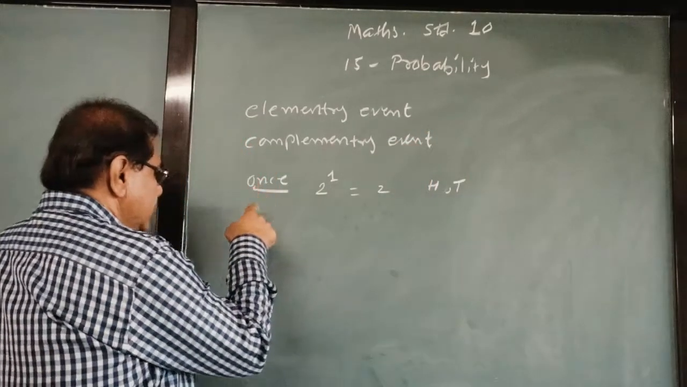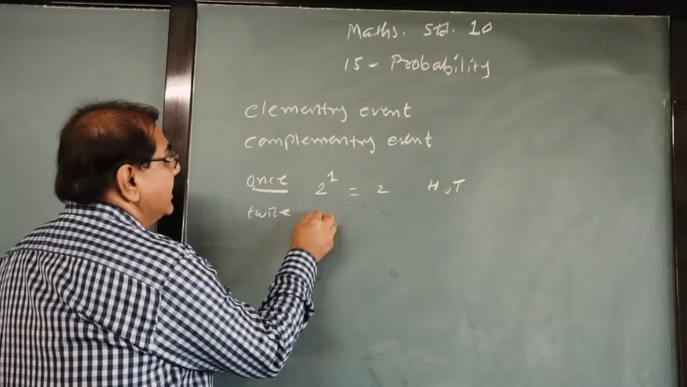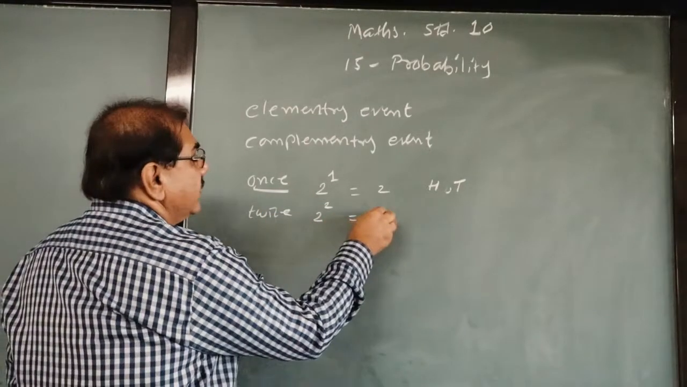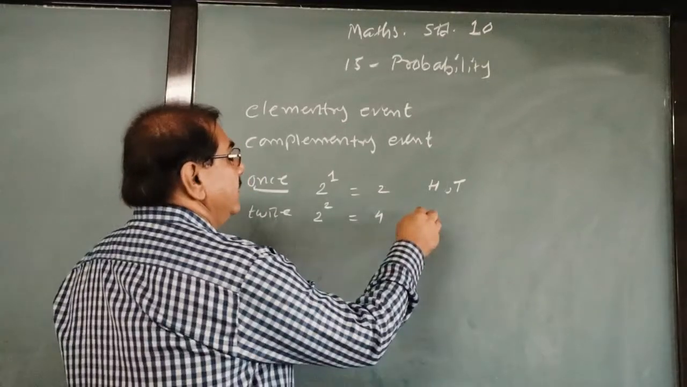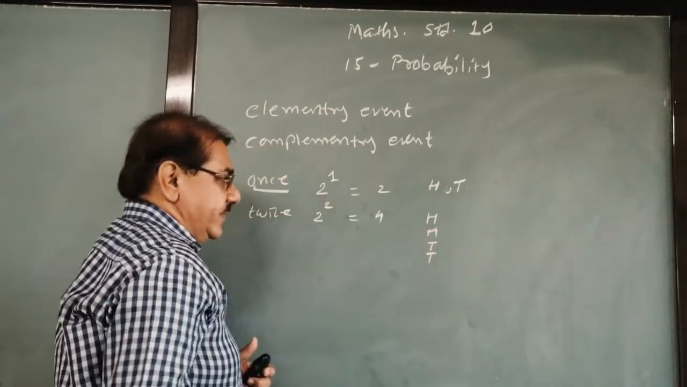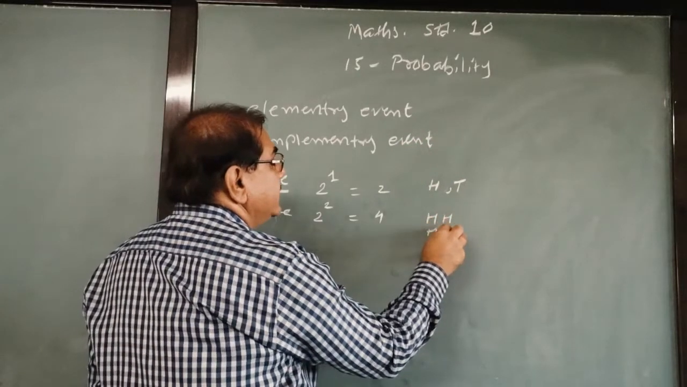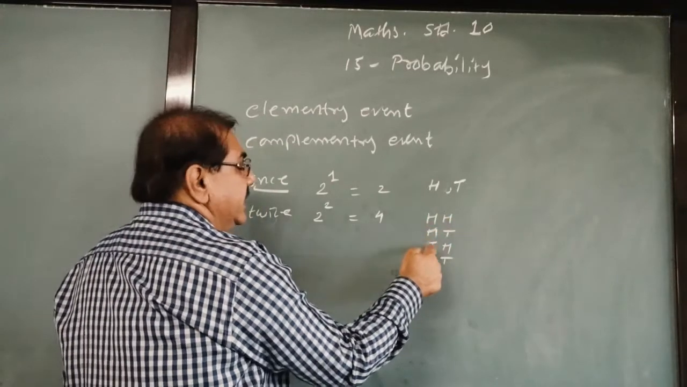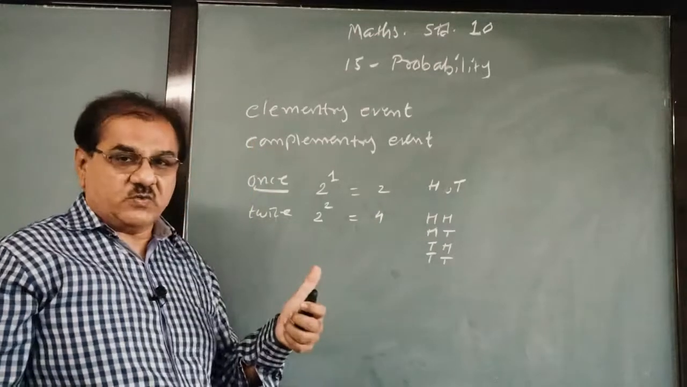Now the same coin is tossed twice. Then the formula becomes 2 raised to 2 for the number of outcomes. 2 raised to 2 is 4. What are those 4 outcomes? I will tell you the idea of how to find them. 2 times H, 2 times T. Now the previous result you join here: H, T, H, T. So HH, HT, TH and TT, these are the 4 outcomes if the coin is tossed twice.